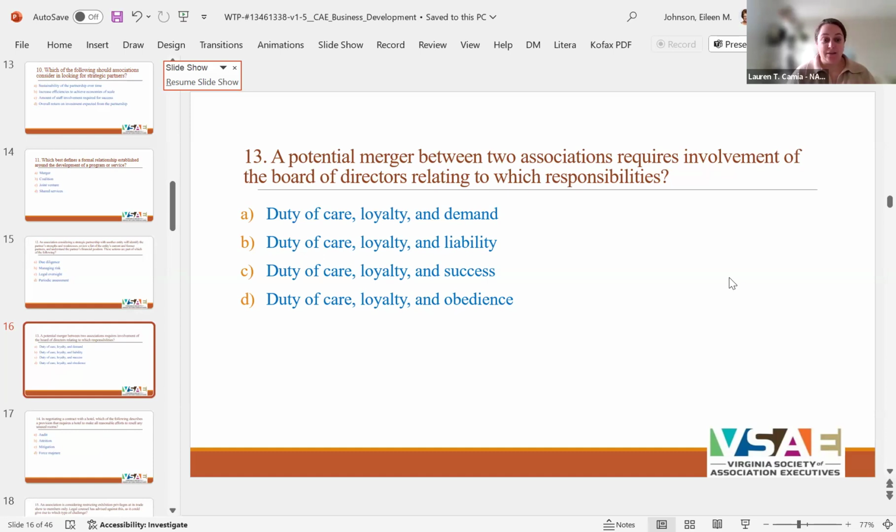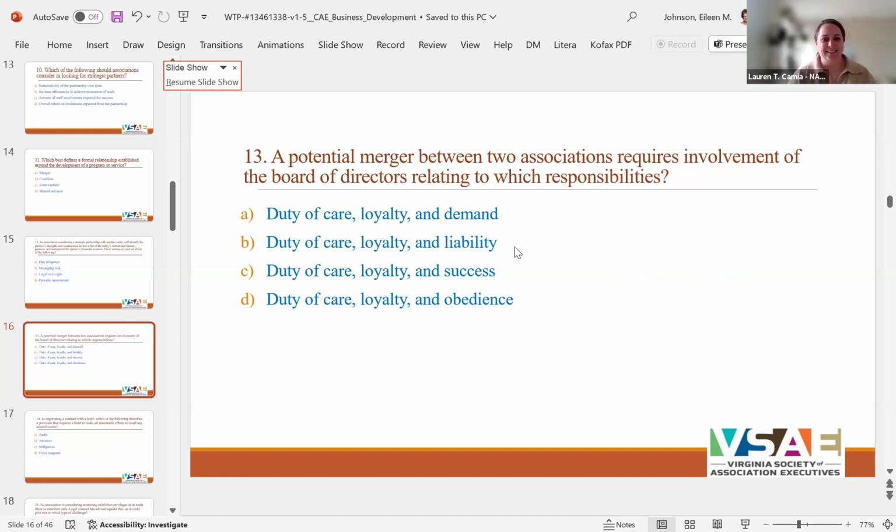I know the three duties the board of directors have are care, loyalty, and obedience. So I'm going to guess D, duty of care, loyalty, and obedience, but I can also see B, liability, sneaking in there because of the merger part, but I'm going with D. B as in boy? D as in dog was my guess. The answer is B as in boy.